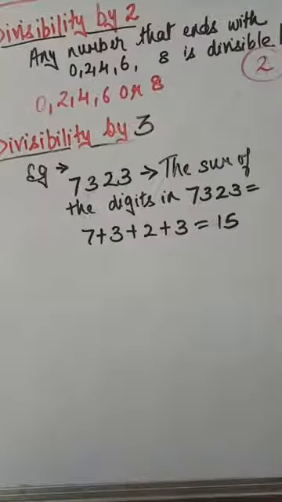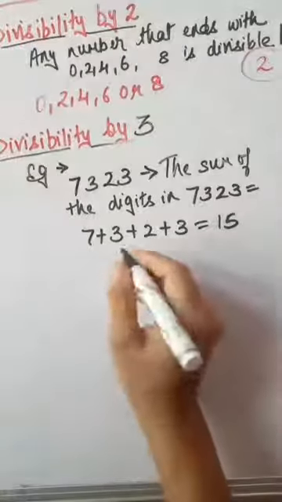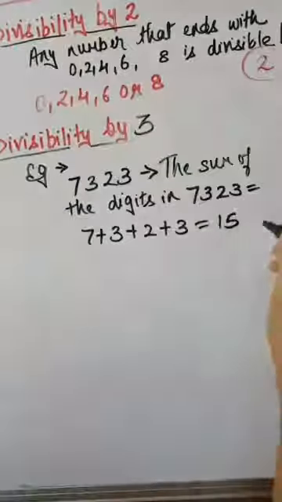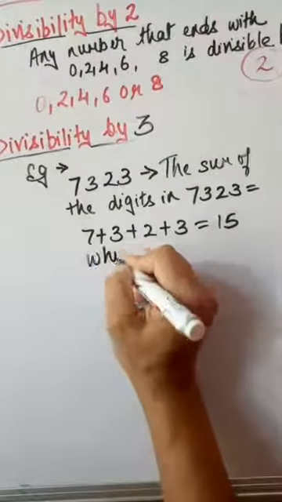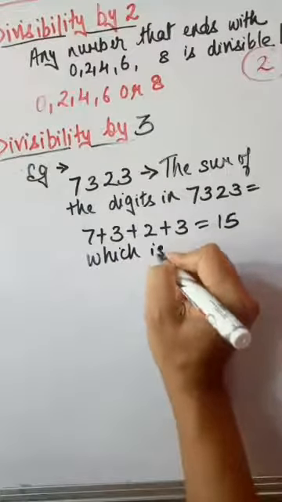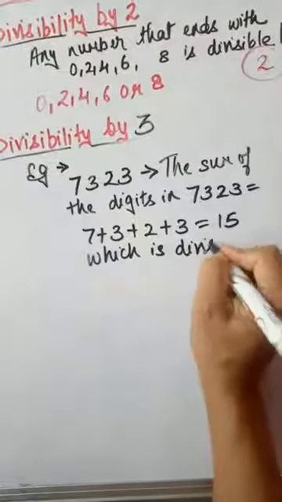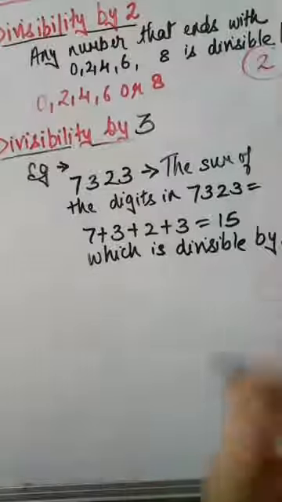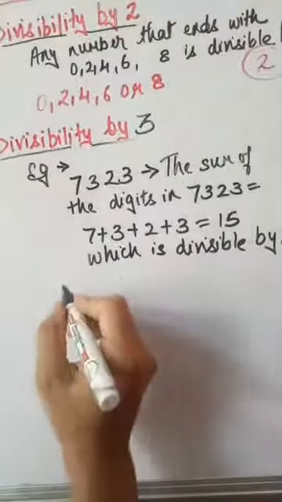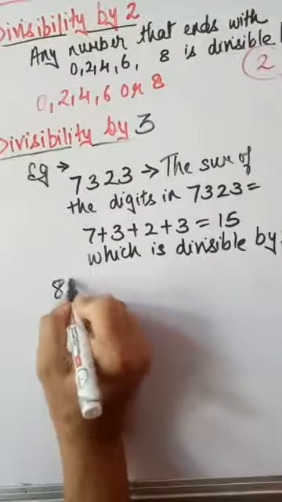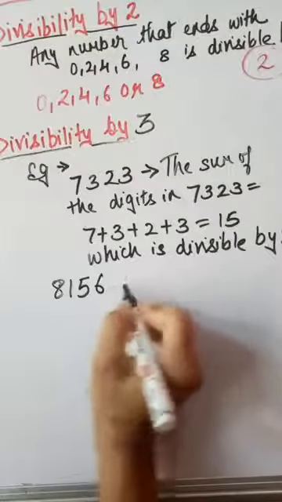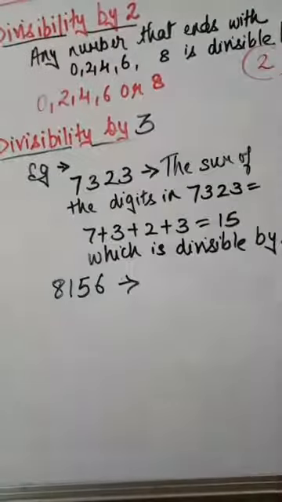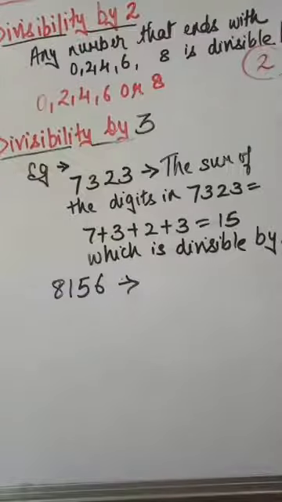So 15, and is it divisible by 3 or not? Yes, very good. 15 is divisible by 3. Now the second example we'll see. 8, 1, 5, 6. Waiting for your answer now.